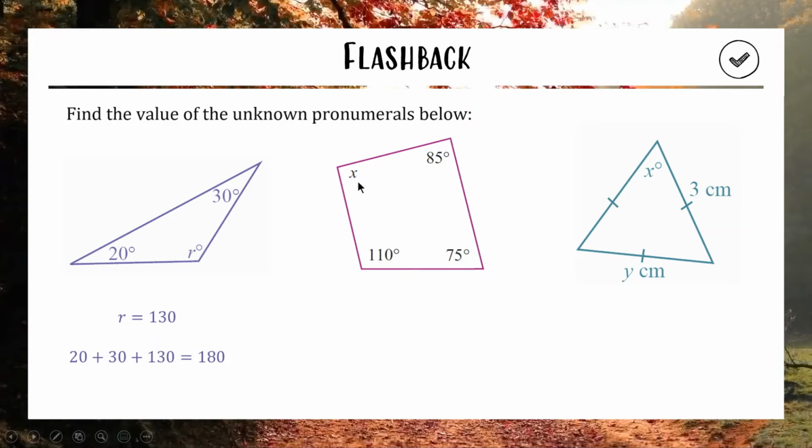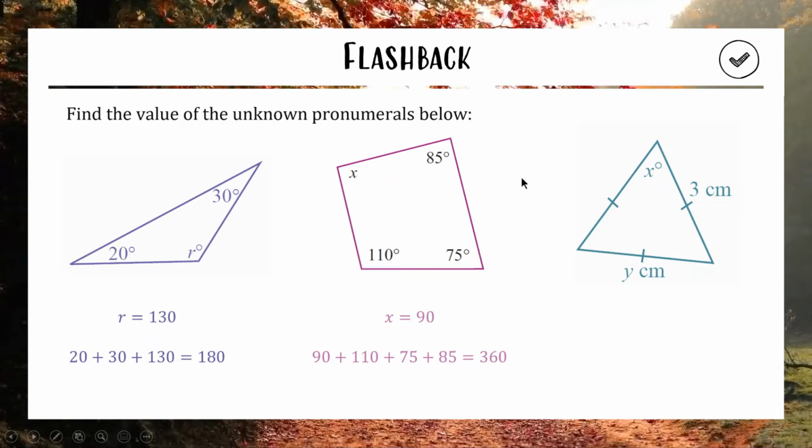Similar logic for the one in the middle. We are trying to figure out what x is that adds with 85, 75, and 110 to make 360. Well done if you got the answer of 90 degrees. So 85 plus 75 is going to get us 160. And then if we add the 110, we're going to get 270. And then we've got 90 degrees left to add up to 360. Or like I said, you could work backwards and you could do 360, subtracting these three numbers.